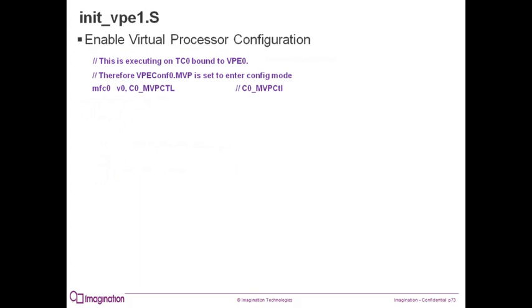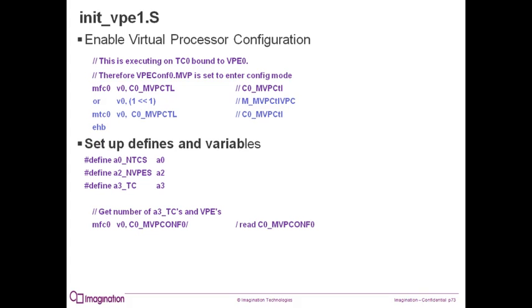The setup for the second VPE will require access to some registers that are usually non-writable. To write to these registers, the code needs to enable virtual processor configuration. To do this, the code reads the MVP control register. It then sets up the VPC bit, writes it back to CP0, and executes an EHB to ensure that the write has been completed before it continues.